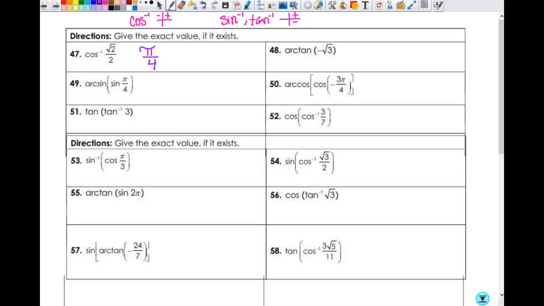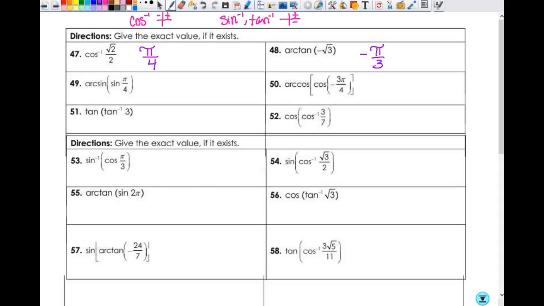Arctangent of negative square root of 3, so what angle gives me a tangent value of negative square root of 3? Well, positive square root of 3 would be pi thirds, and then this is negative square root of 3, so that's a fourth quadrant angle, which is negative pi thirds.